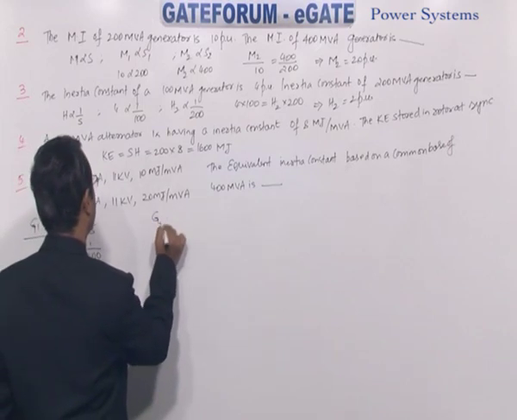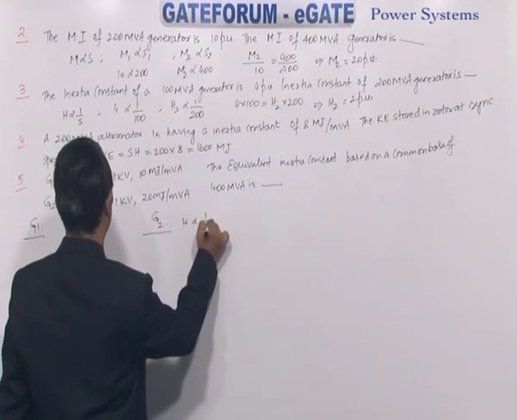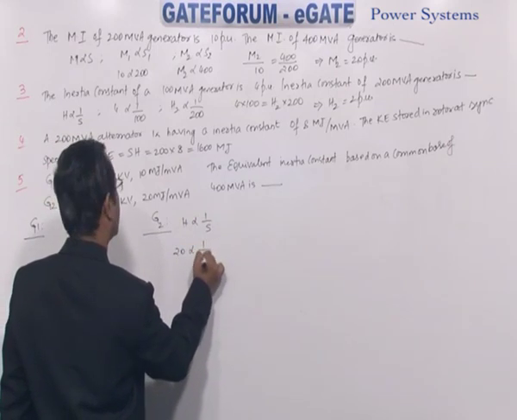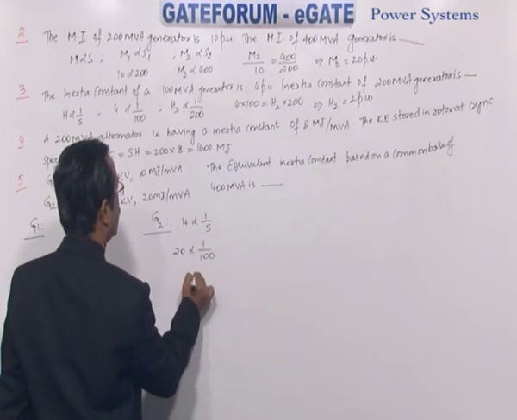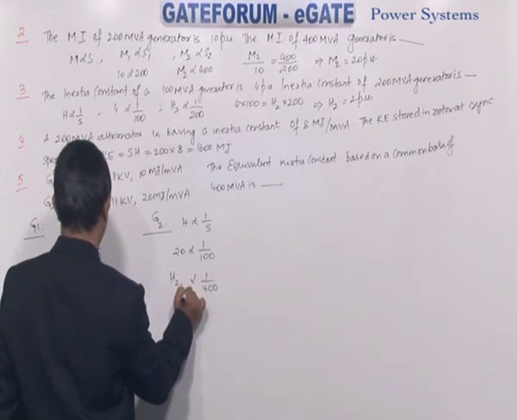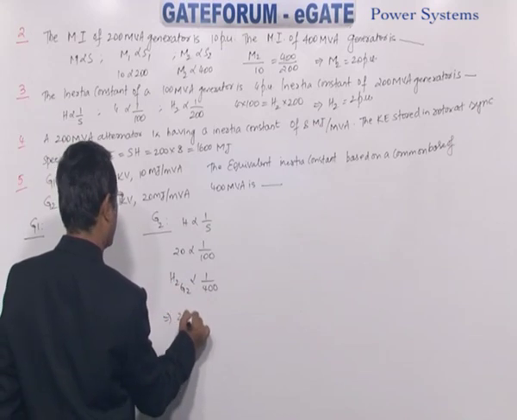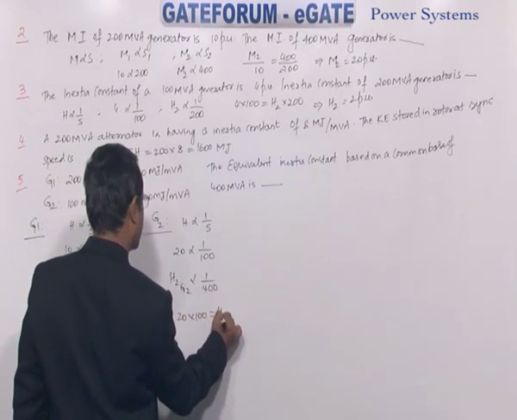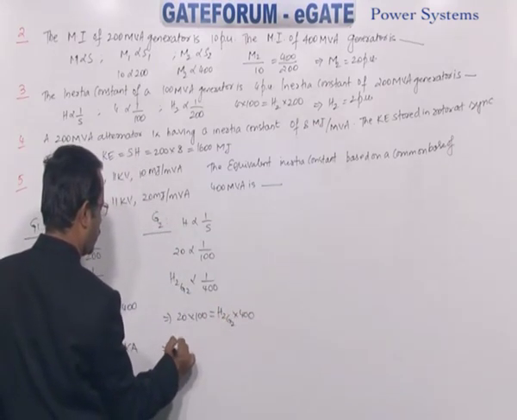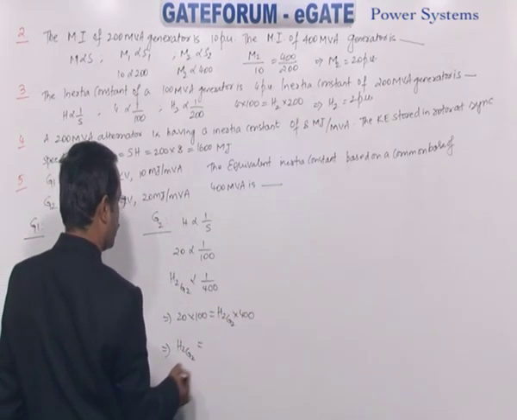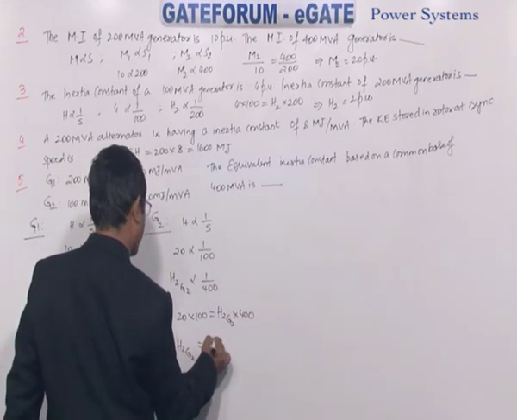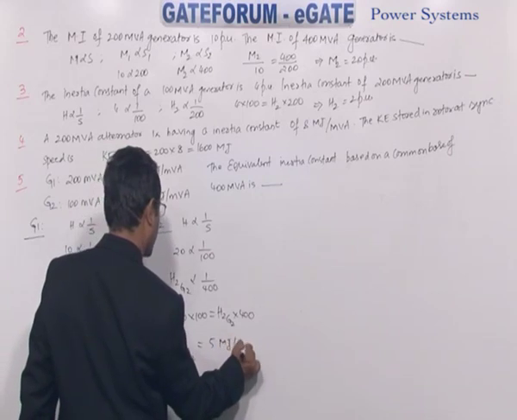Similarly for G2, H is inversely proportional to S. Now it is given 20 and 100. What about for 400? H2 for G2 you have to calculate. 20 into 100 is H2 for G2 into 400. From this you check the value. You get 5 megajoules per MVA.